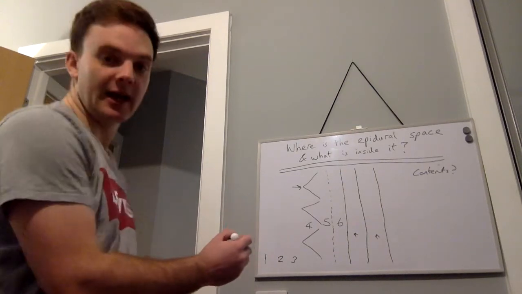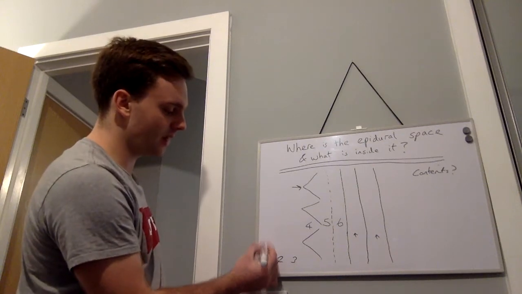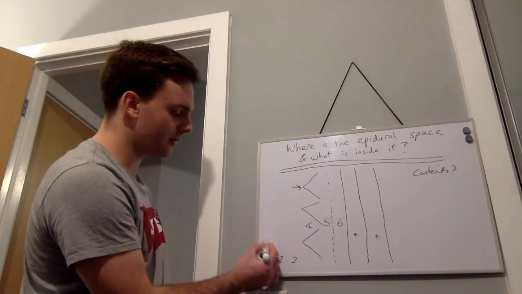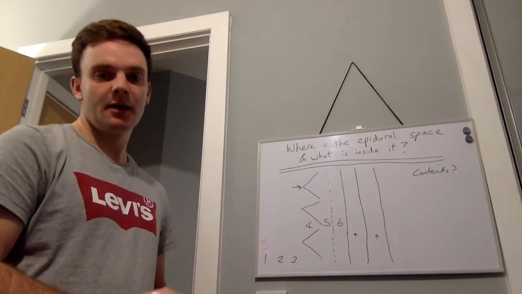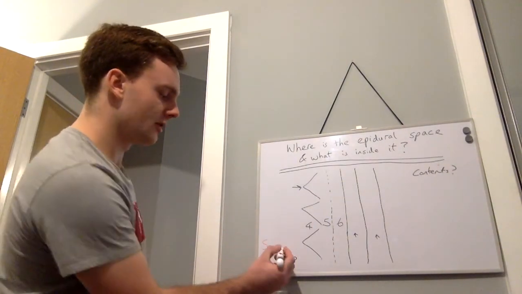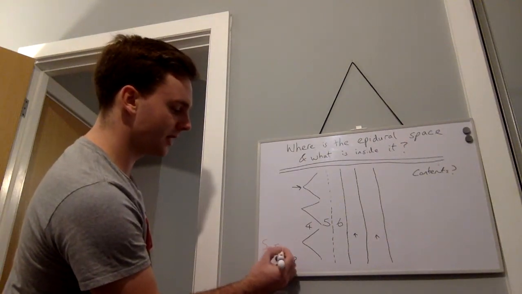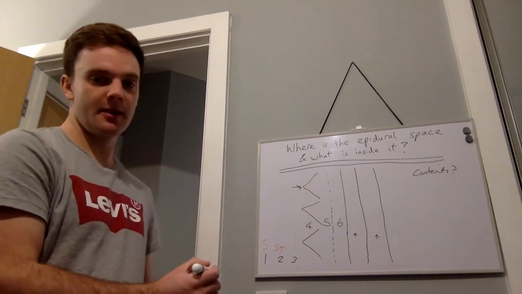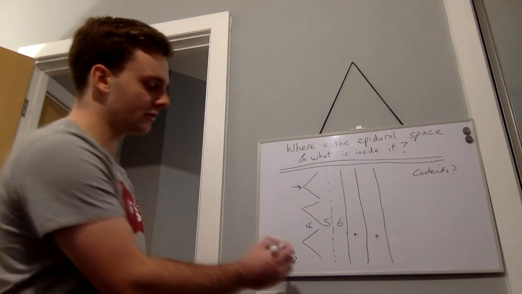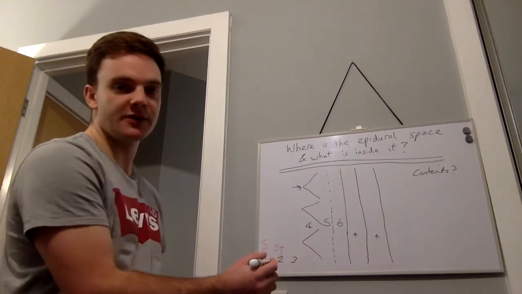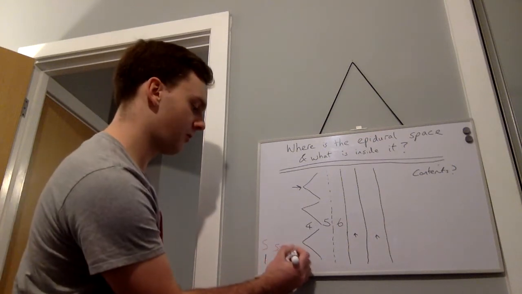So the first layer here, this would be number 1 on the board, and we will call that skin. After we've passed through the skin, we'll then have subcutaneous tissue. After the subcutaneous tissue, we'll then find the supraspinous ligament.